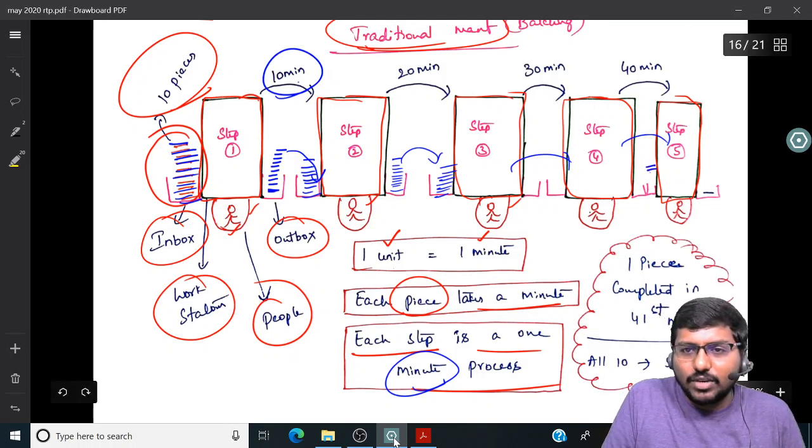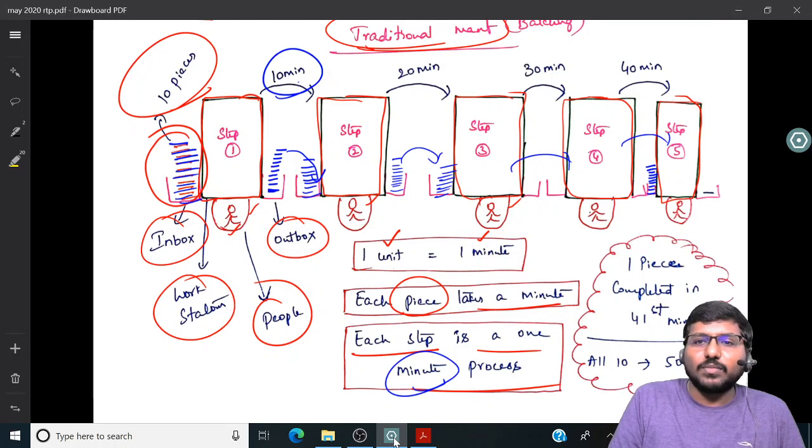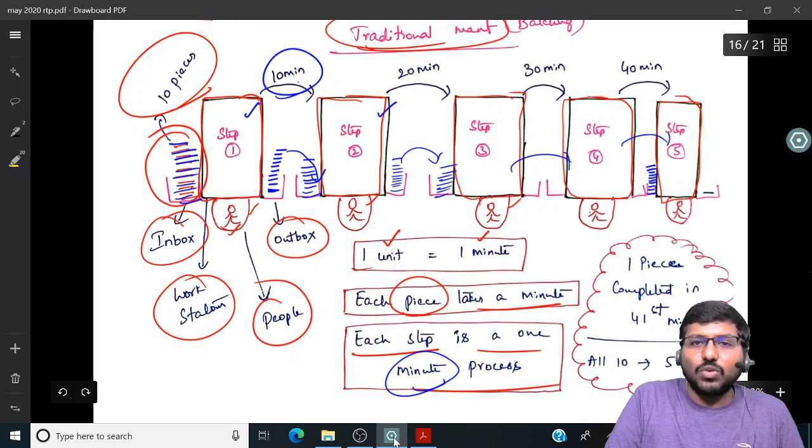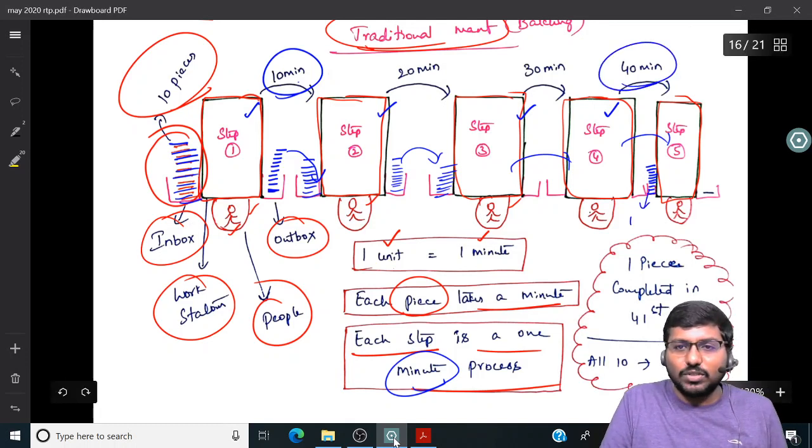Here I've received 10 units: 3 4 5 6 7 8 9 10. By this time, how much time would have happened? Still we are at the entry of step 5, which means step 1 is done, 10 minutes ho gaya. Step 2 is done, 10 minutes ho gaya. Step 3 is done, 10 minutes ho gaya. Step 4 is done, 10 minutes ho gaya. Totally 40 minutes is done when you have got the input for step 5 in the inbox. This is the inbox for step 5, correct?